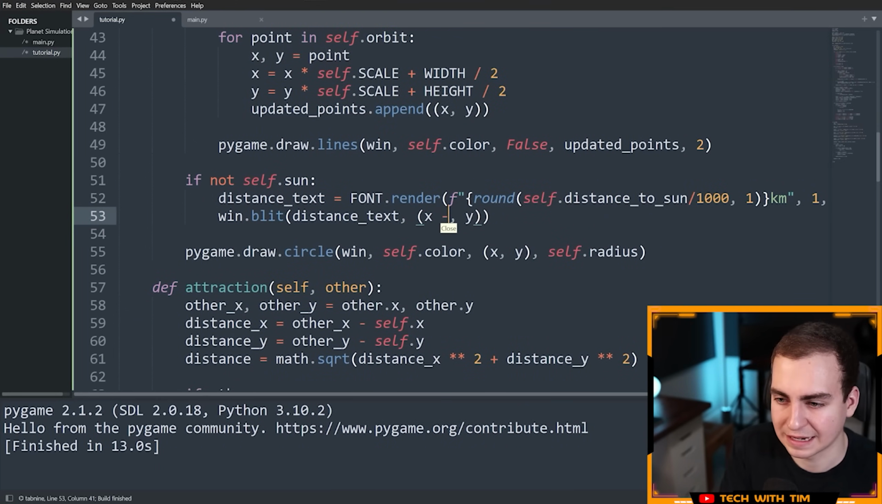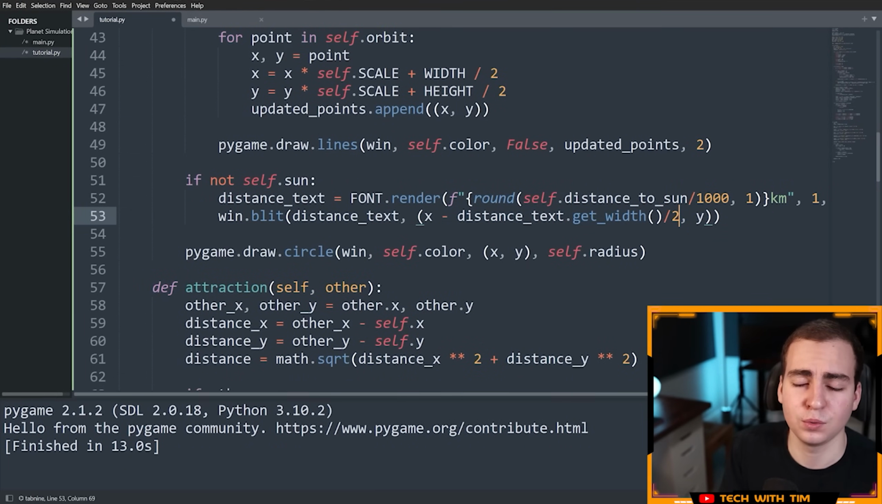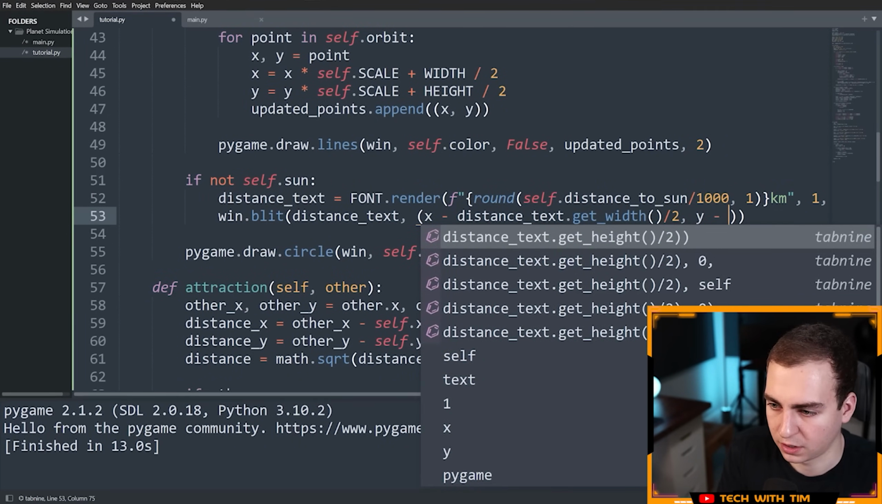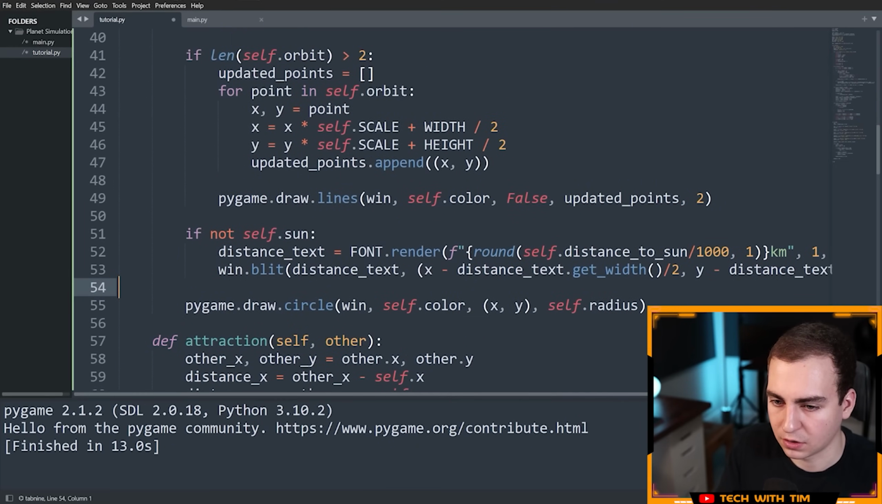Now, to do that, I need to take the x and subtract from it distance_text.get_width() divided by 2. So if I take the width of the text and divide that by 2 and then subtract that from the x, that shifts me to the left, so I'm exactly in the middle. And then same thing with the y. So y minus distance_text.get_height() over 2. Okay, nice. Hopefully that is all clear.